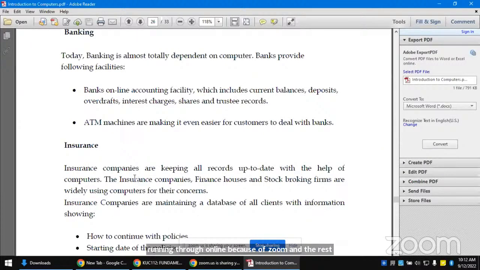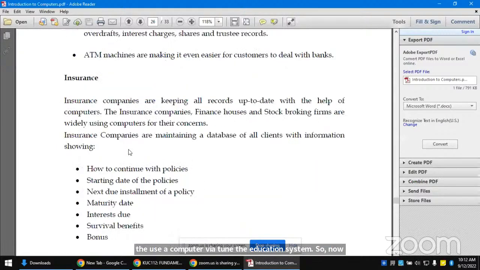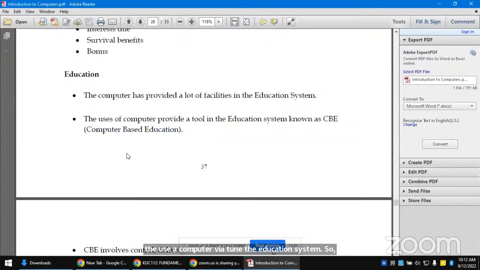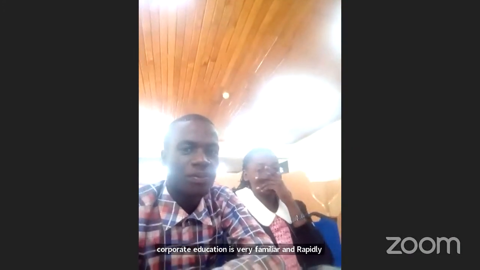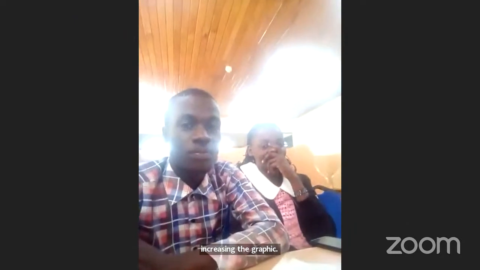So it's also important. Computers have provided facilities in the education system. The use of computers provides a tool in the education system, known as CBE, computer-based education. CBE involves control, delivery, and evaluation of learning. Like we are going to use computers to do exams, CATs. So note that you will do CATs that way. Then computer education is very familiar and rapidly increasing the graph of computer students.